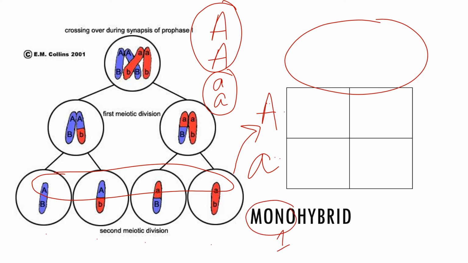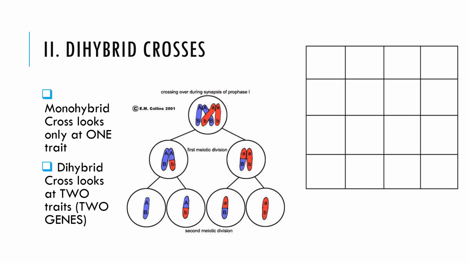We're only using 1 letter, like the letter A. We didn't do A's and B's at the same time. We're just doing A's. But what if I do want to do A's and B's? So now we're going to be looking at dihybrid crosses. Di meaning two traits or two genes. So now we are going to look at A and B at the same time.